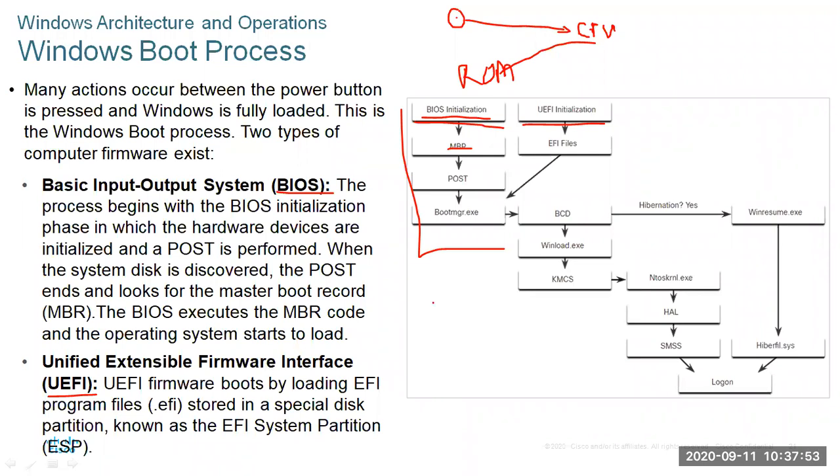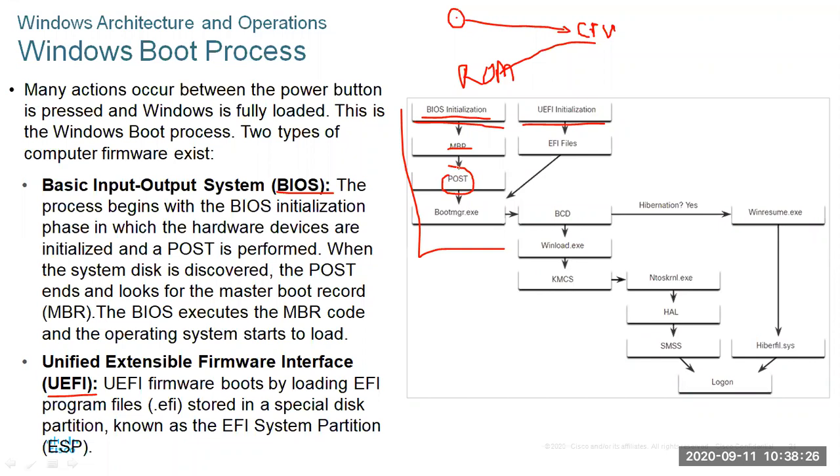Once it begins to load the files, then it goes to the POST process. POST stands for power on self-test. And what does it do? It checks for the availability and functionality of all the required hardware devices, like the RAM. If the RAM is okay, it checks the hard drive, checks the CPU, checks the mouse, checks the keyboard, basically the input and output devices, and verifies if they're okay.